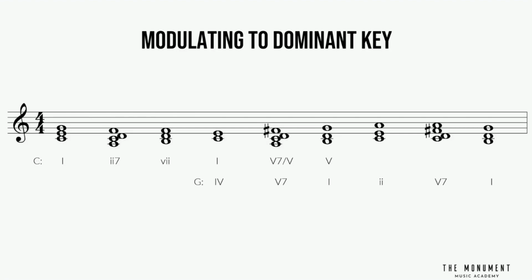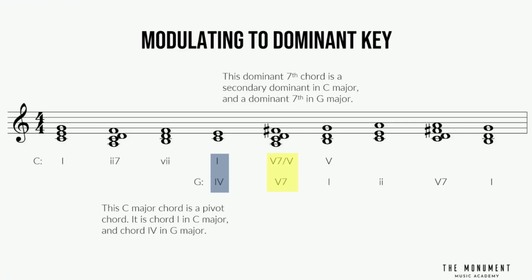Remember that I said a modulation process will likely start with a pivot chord. This C major chord highlighted in blue is the pivot chord here. It is chord 1 in C major and chord 4 in G major. Once a pivot chord has been identified, we can go straight into chord 5 of the new key.